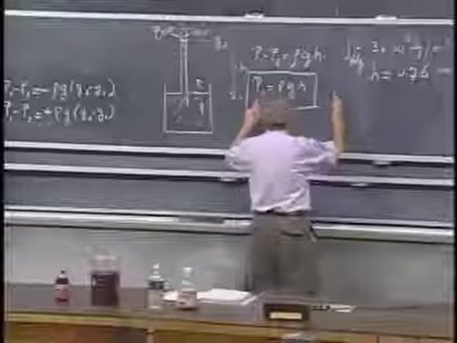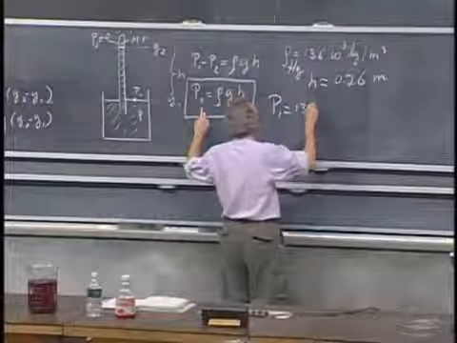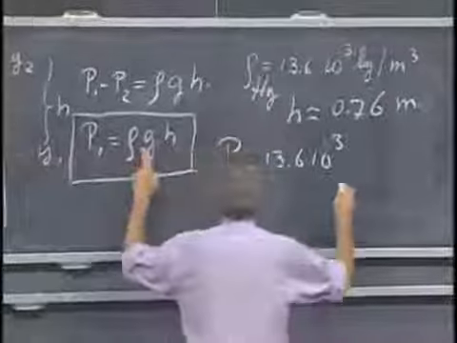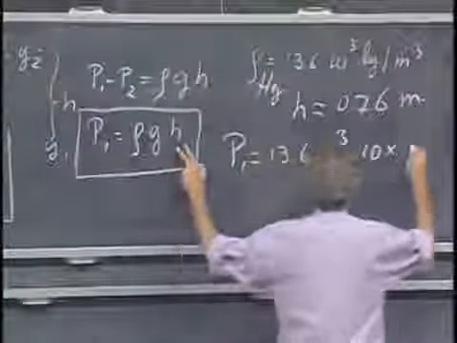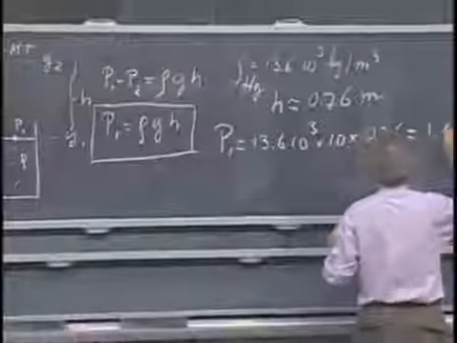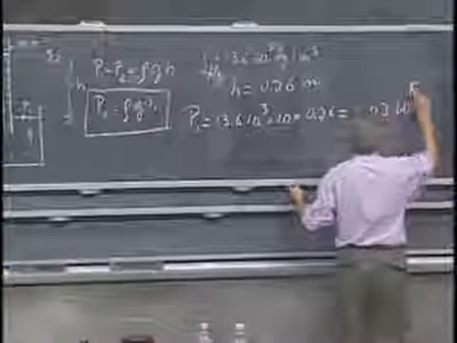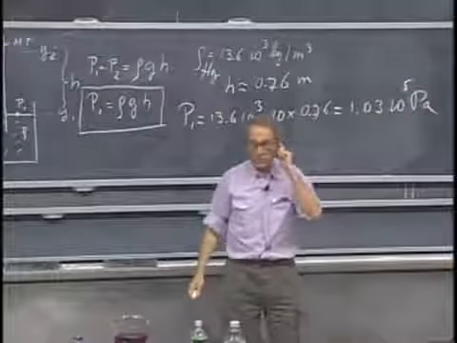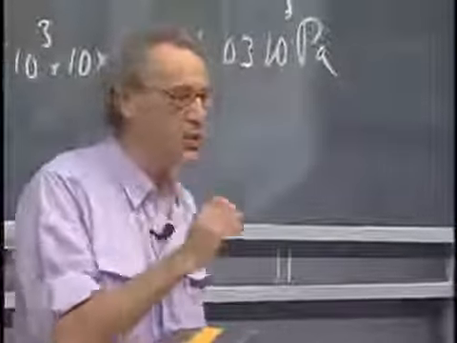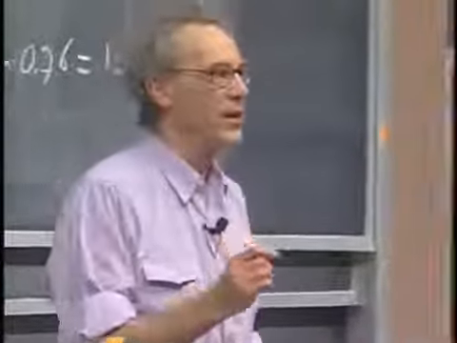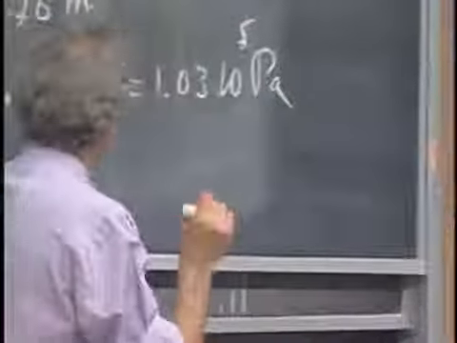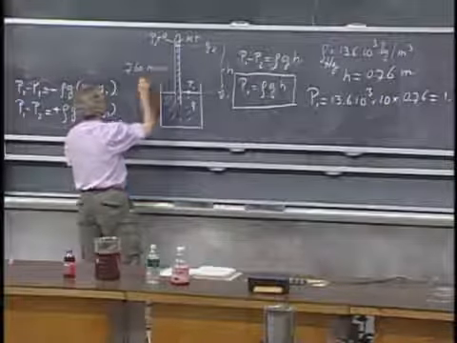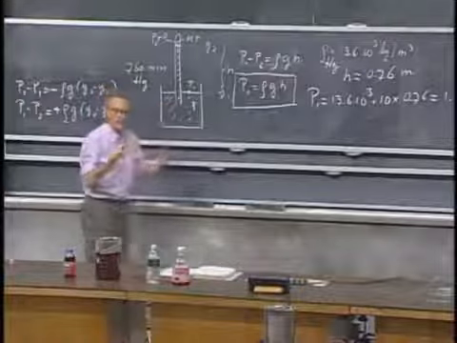And so the barometric pressure P1 is then 13.6 times 10 to the third times G, for which I will take 10, and the height is 0.76, and that is 1.03 times 10 to the fifth Pascal, which comes very close to the 1 kilogram force per square centimeter that I mentioned to you earlier. 1 atmosphere's pressure is defined in a very precise way, namely that it is exactly the pressure when the column here is 760 millimeters of mercury. Then we call the pressure here, that's the definition, 1 atmosphere.